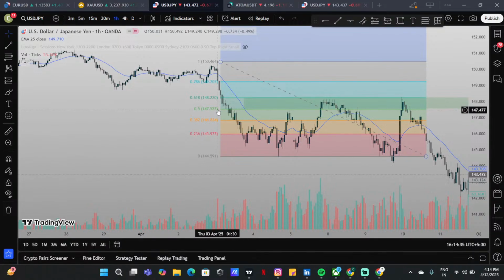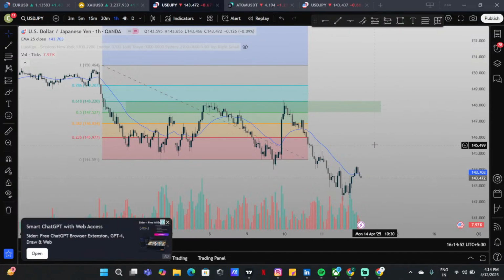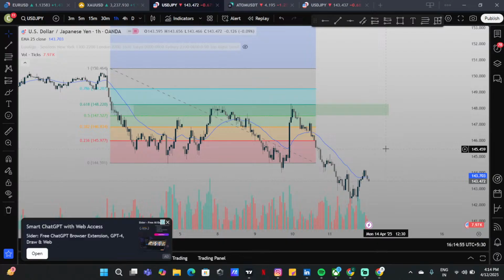It eventually retraced from 0.5 to 0.618, which is again called the golden pocket. It went down, went up, took the Fibonacci zone, went down at this point again, went up, took the liquidity of this position because it was a high liquidated area, and went on to make a lower low. So that's how I believe in trading.